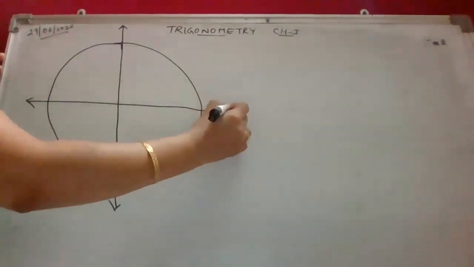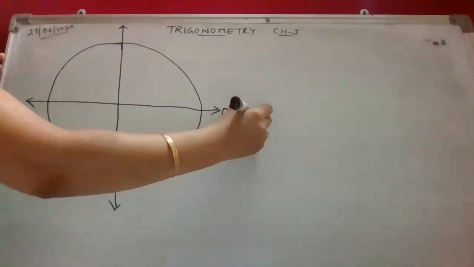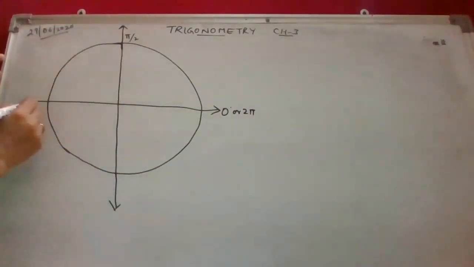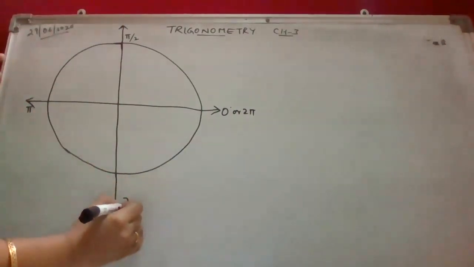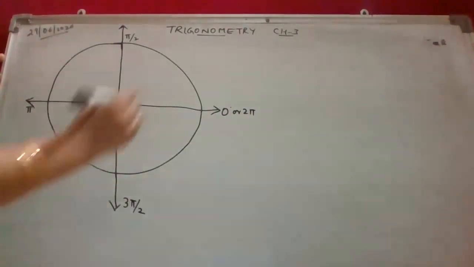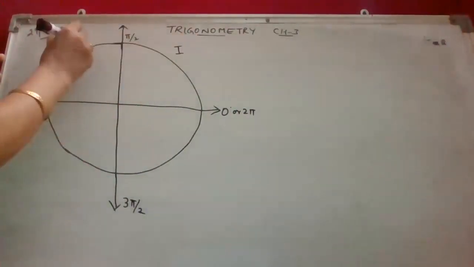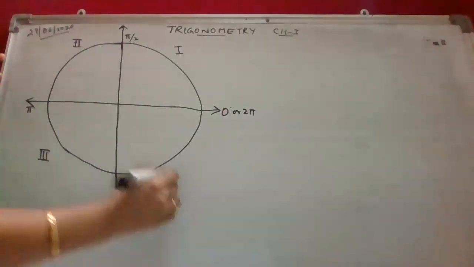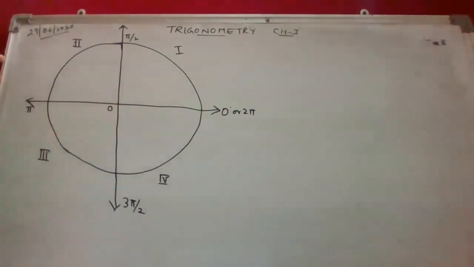This is 0 degree, or we can say 2 pi, pi by 2, pi, and 3 pi by 2. Now you know that these are the four quadrants in which the axis is divided. This is the origin.